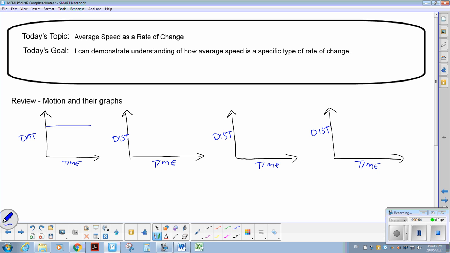So the first type of graph you would have discovered is this one, a flat line or horizontal line. And this is no motion. So you're not moving forward or backward. Your distance is always the same from the x-axis.